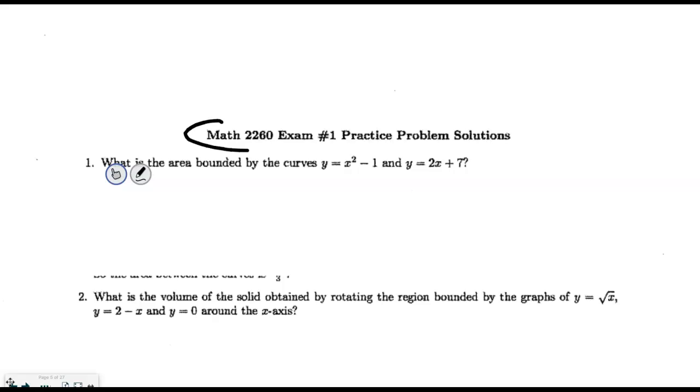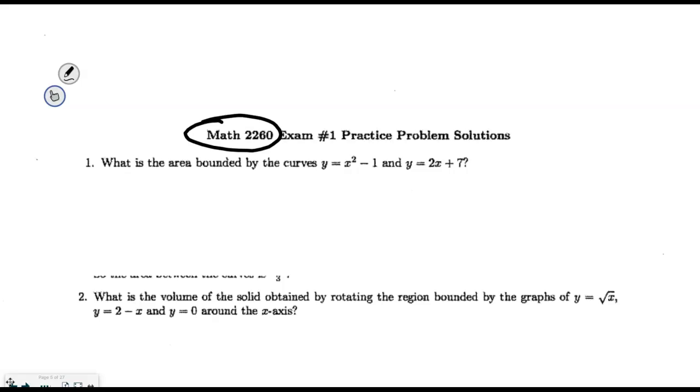Do you see this Math 2260, exam number 1? Guess where I got this from? It's some college's first exam prep. All right, I didn't make it. I Googled. AP Calc, I didn't say BC, I said Calculus 2.